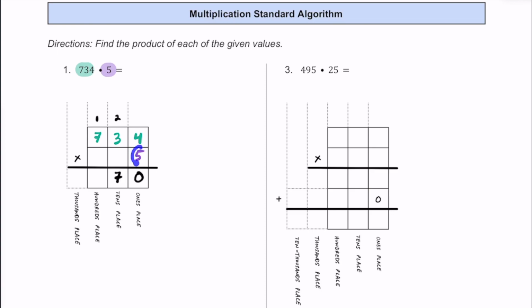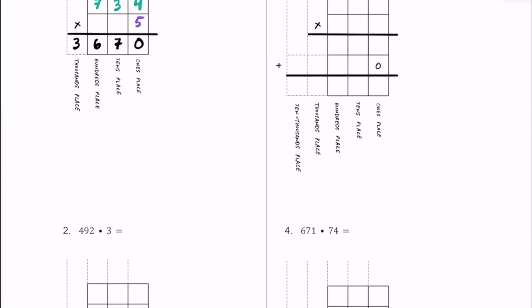Finally, this 5 is going to multiply by the 7 here, and that's going to be 35. Then add this 1 to get 36. The 6 is going to go in the hundreds place, but we need to move over and put one more number in the thousands place. So the product here, or the answer to the multiplication problem, is going to be 3,670. Let's try another one together.